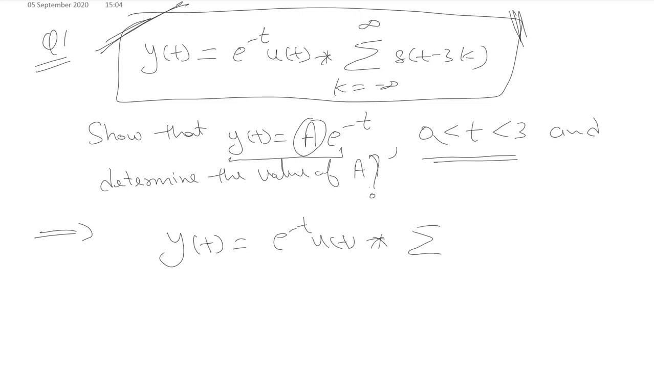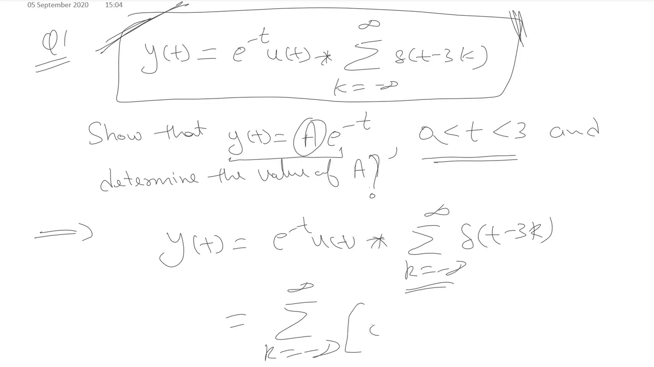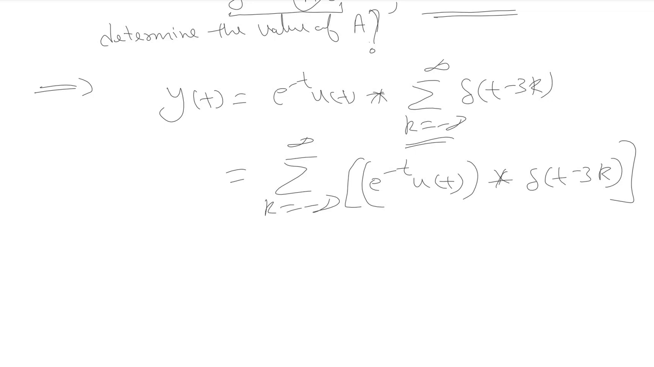convolution summation delta(t minus k) ranging from minus infinity to infinity. Now if we change the order of the summation, which we can easily do, we're left with e raised to the minus t u(t) convolution with delta(t minus 3k). Now let's say this is some third signal, x(t), and we are convolving x(t) with delta(t minus 3k).